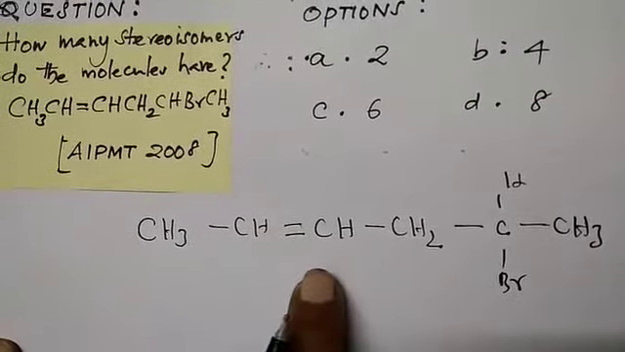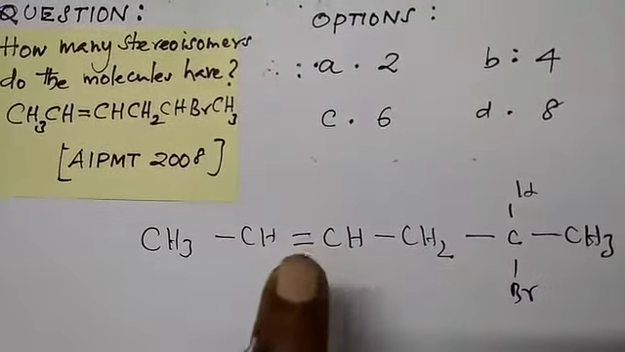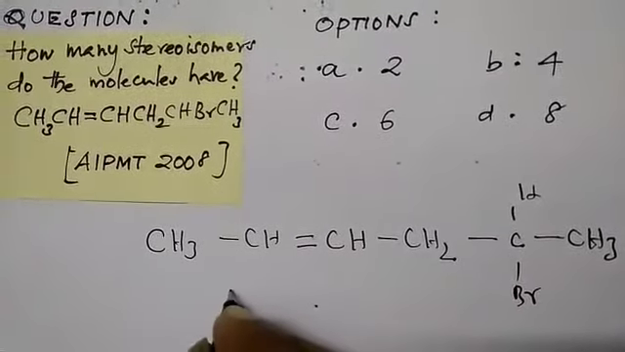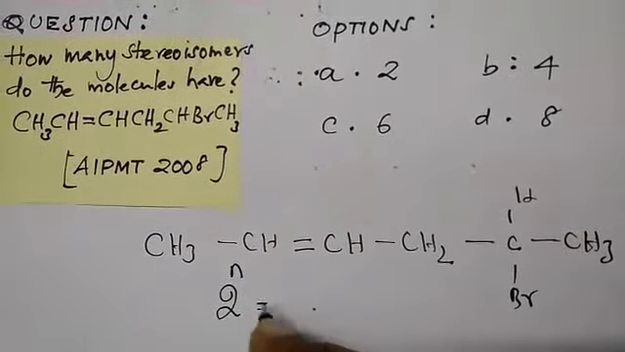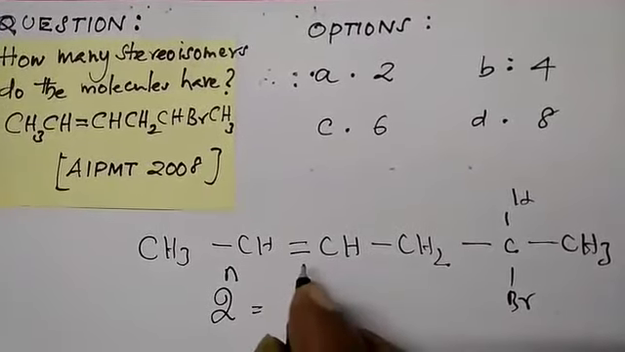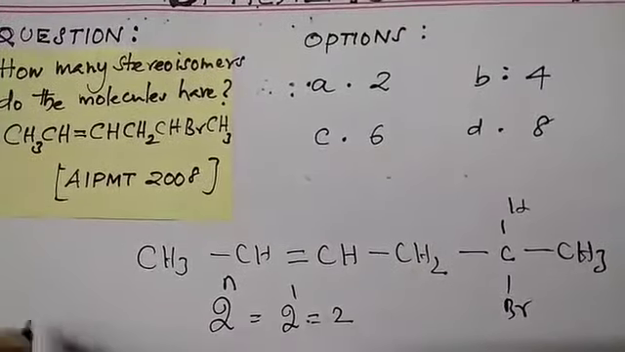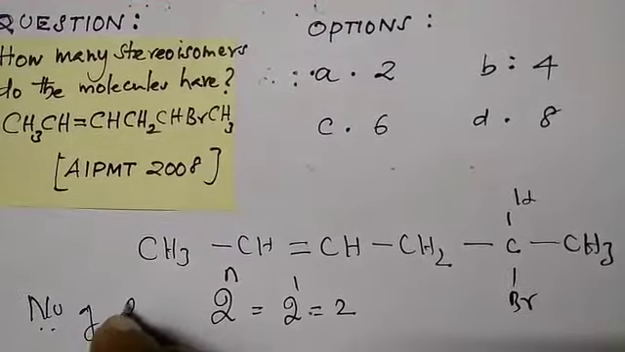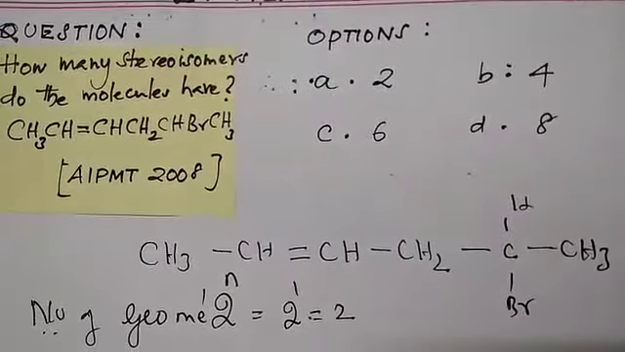Here the difference is that you have a double bond, so this represents cis-trans isomerism. The formula to find the cis-trans isomers is 2 to the power of n, where n is the number of double bonds, which we can also call unsaturation. So 2 to the power 1 is equal to 2. This is the number of cis-trans isomers, otherwise called geometrical isomers.